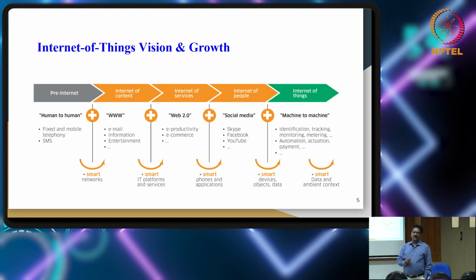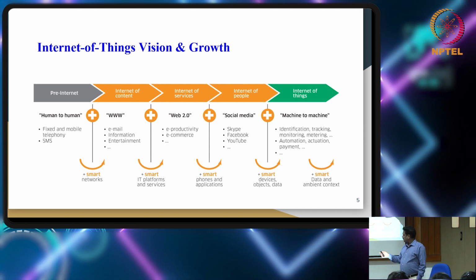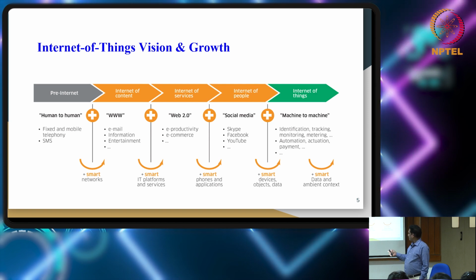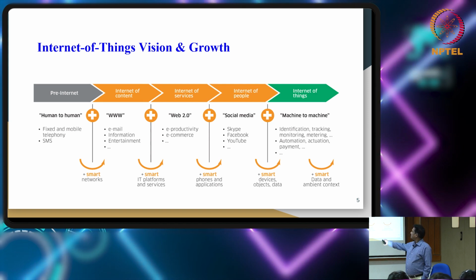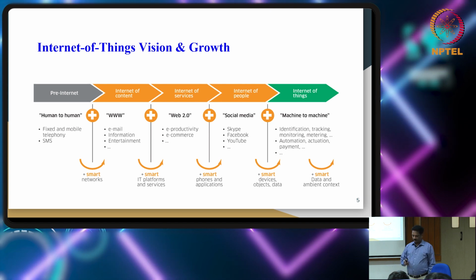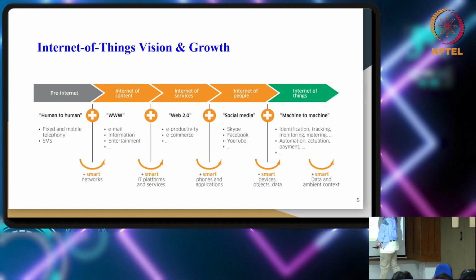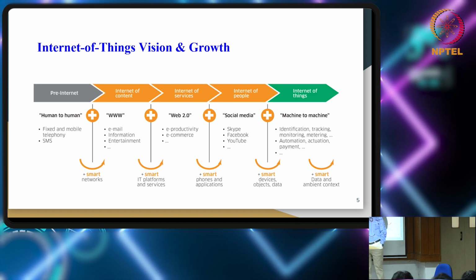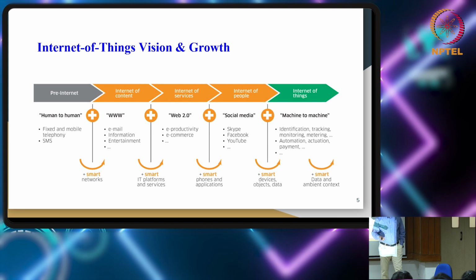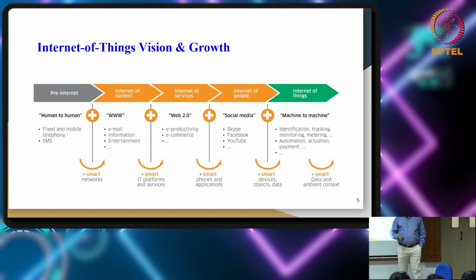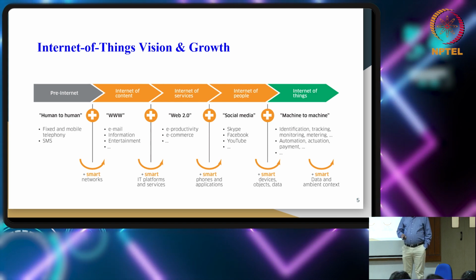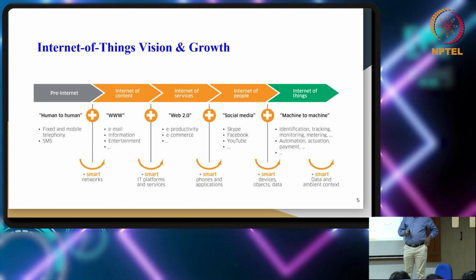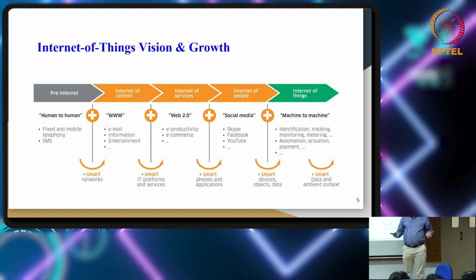Once it happened, then the next one is the World Wide Web. Then the Internet of content. We can say this is the World Wide Web, www dot something, W3C. So once the World Wide Web happened, everything came under this web engine.